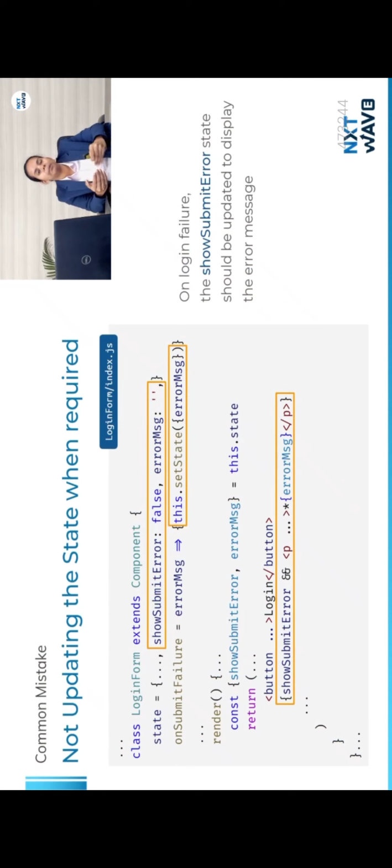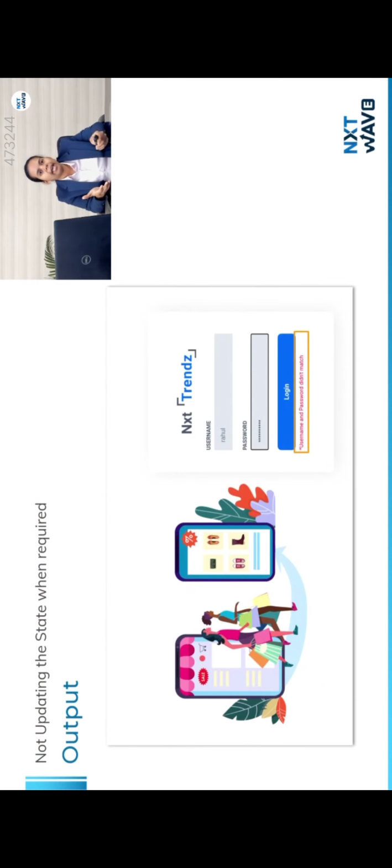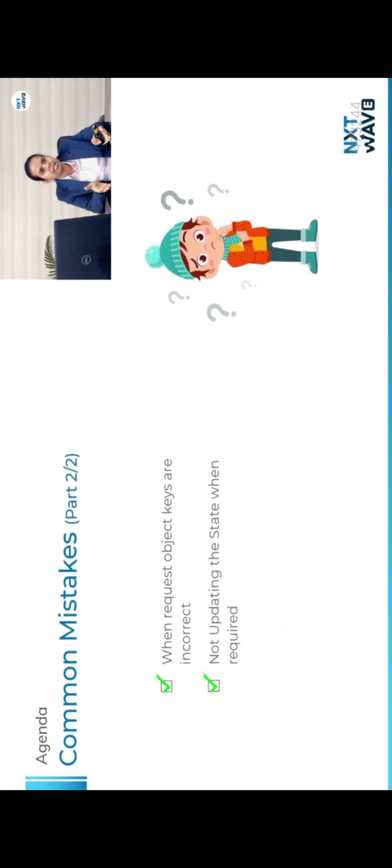When we have to update the state, you have to check for all the keys that have to be updated and ensure that they are being updated at the position where they have to be updated. Here in our case, the showSubmitError has to be updated as true. Since it's not updated, we are not getting the expected output. Now we have updated it as true, and there you can see the result. Okay. Clear? So these are the another set of common mistakes that we have covered. So we understood that we have to cross-check the expected request object and the object that we are passing.